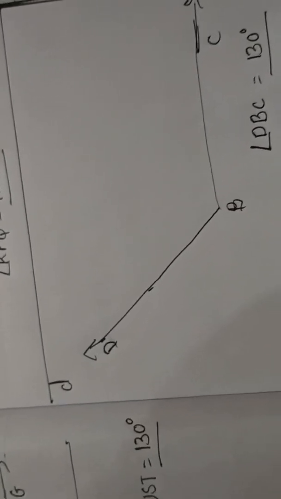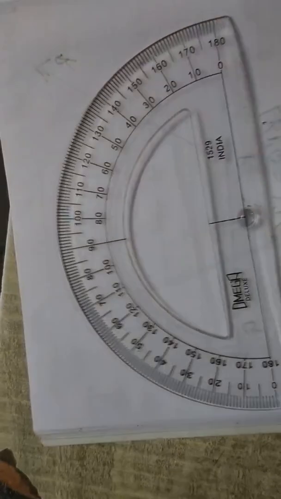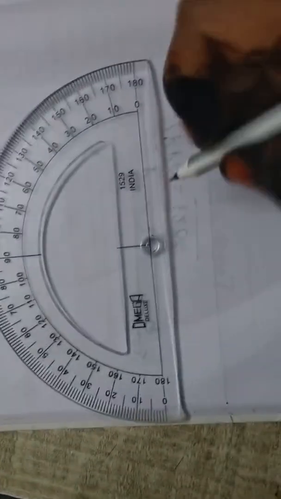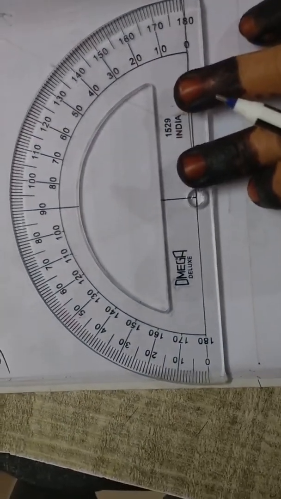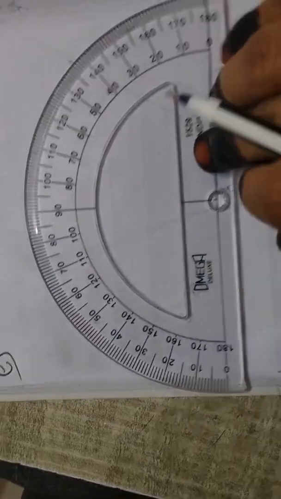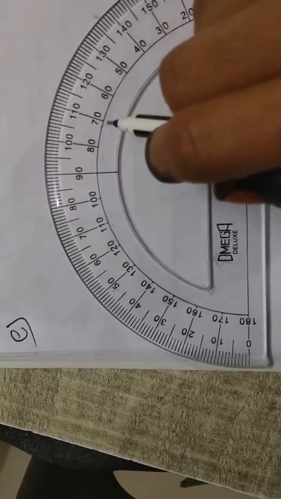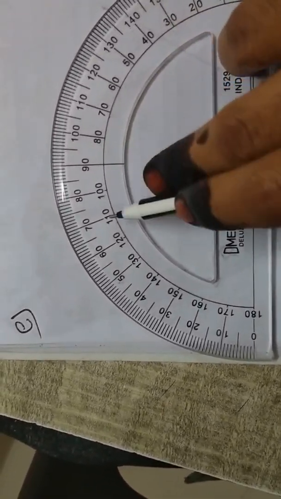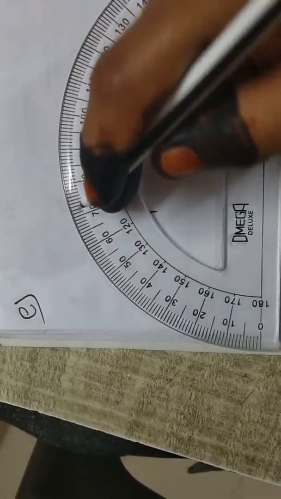Okay students, I hope your work is complete. Now we'll start the next portion. So students, first we have to write here E portion. Draw one line. Then we have to count till we get 120. 0, 10, 20, 30, 40, 50, 60, 70, 80, 90, 100, 110, 120. So we have to point it out here. Then we have to join the dots.